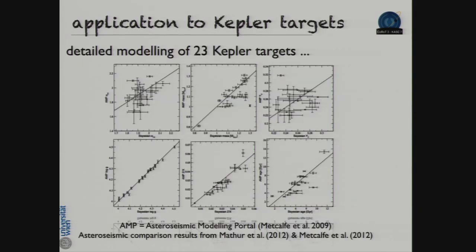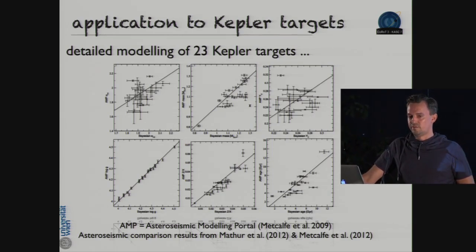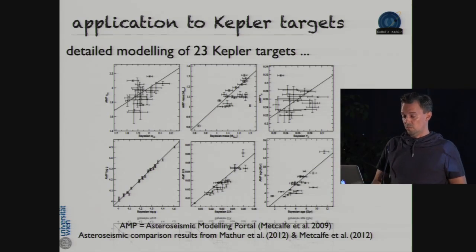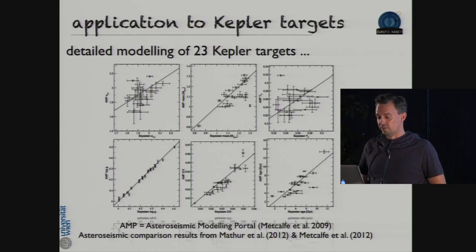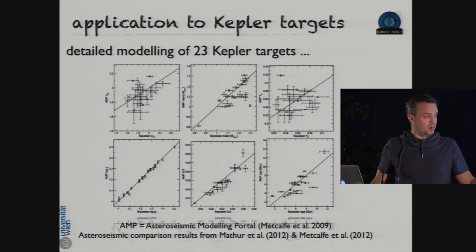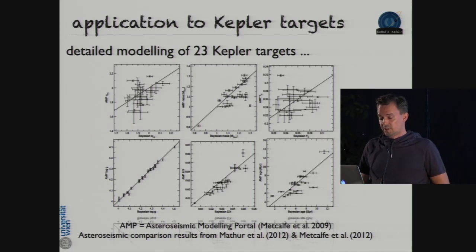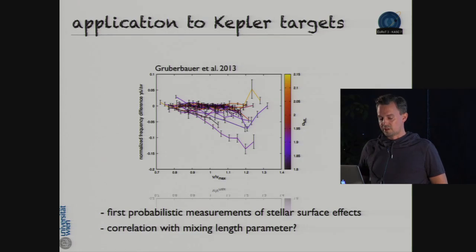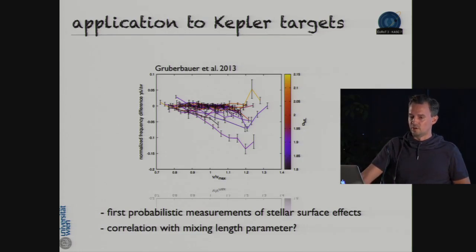In the next step, we applied the method to a set of well-defined Kepler stars, 23 main sequence solar-type oscillators observed by Kepler, and there were lots of modeling efforts on these stars, summarized in these papers here. But in our own analysis, we actually measured the surface effect for the first time in a sample of stars and found some indication that the surface effect is correlated with the mixing length.